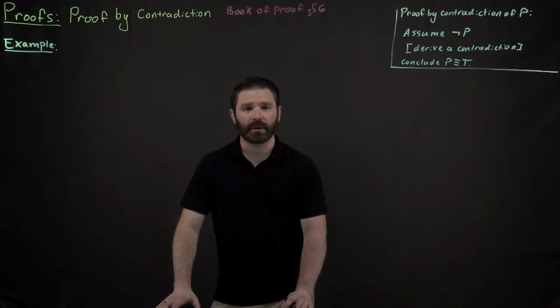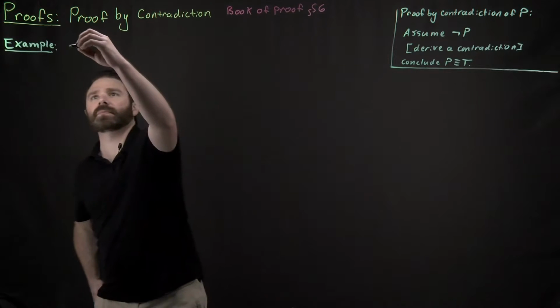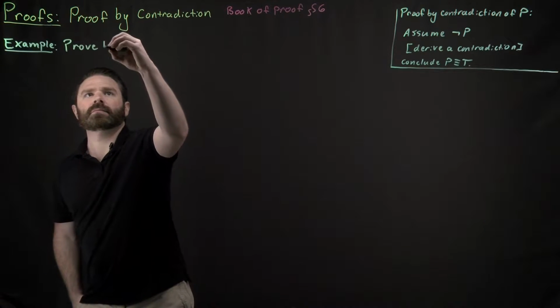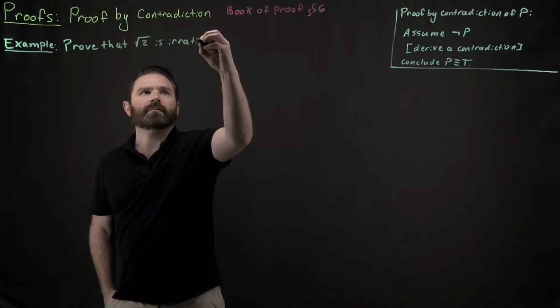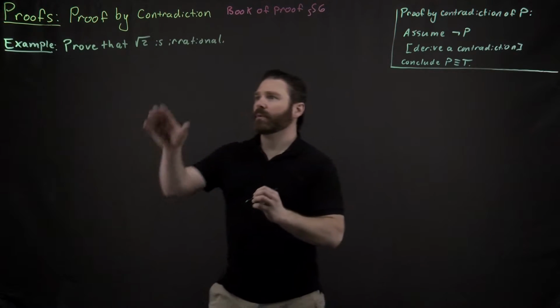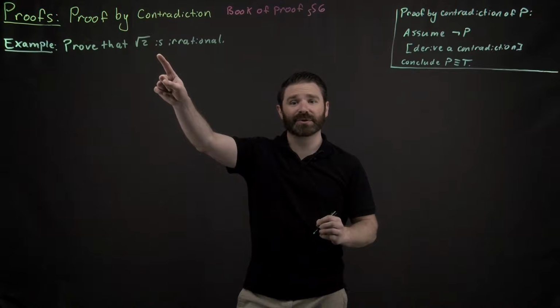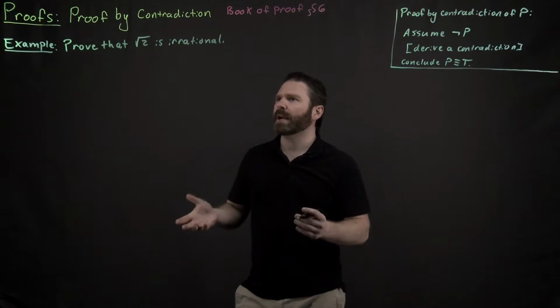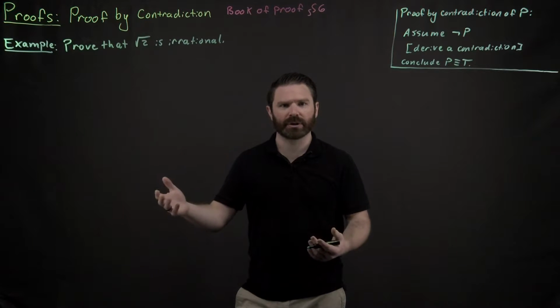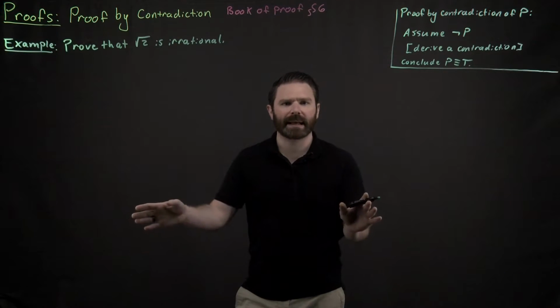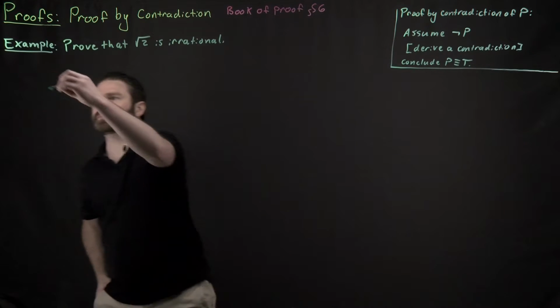So for another example of where we can use a proof by contradiction, consider the following. Say we want to prove that the square root of 2 is irrational. You may or may not have seen the definition of what it means to be a rational or irrational number, so just for completeness' sake, let's go ahead and define that.